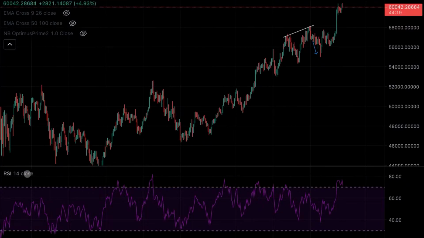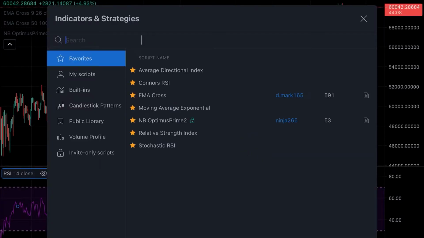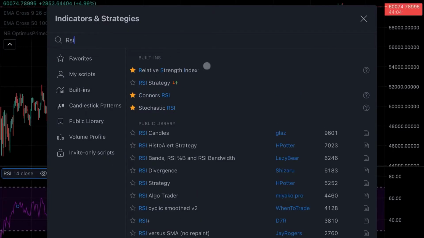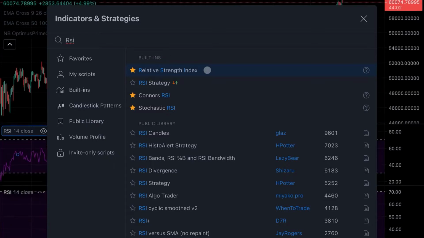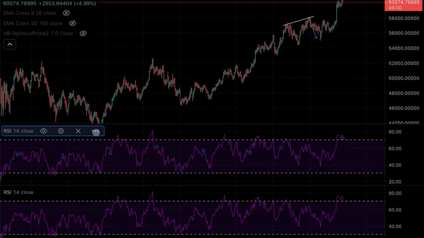So, what is the RSI indicator? Well, the RSI indicator is the relative strength index. You can apply it to your chart on TradingView by pulling up indicators and strategies, and then you can type in RSI. It will show you the relative strength index. So you can populate it to your chart by pressing it. I already had one filled in.